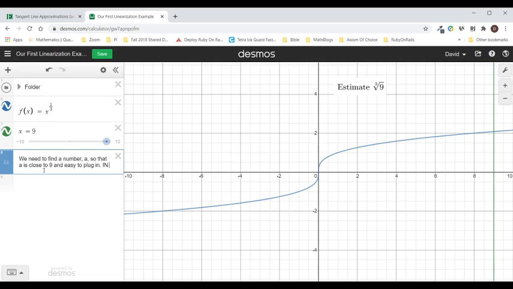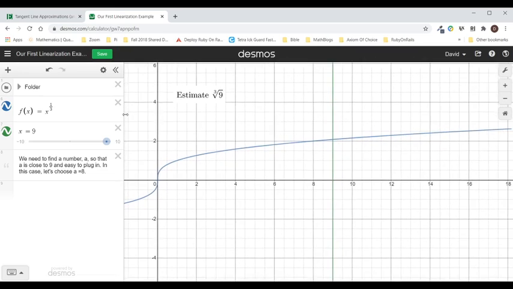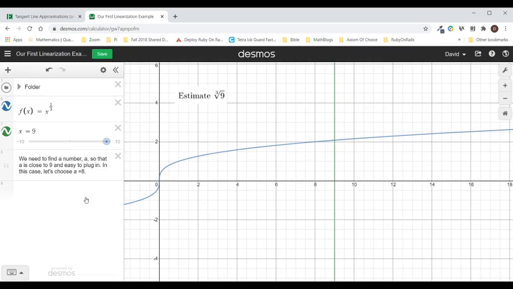In this case, I think the obvious choice is 8. Let's choose, how about a space there? That'd be nice. Let's choose A equals 8. A equals 8. So what I want to do, because I want A equals 8, I'm just going to move this over here so I have a lot more graph to look at.